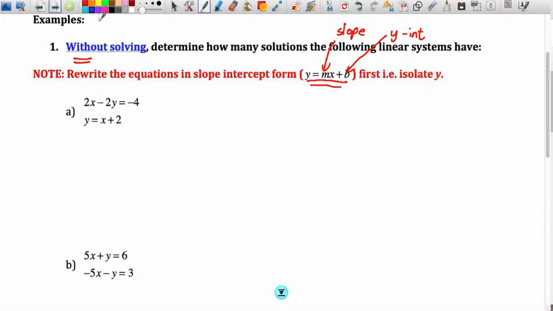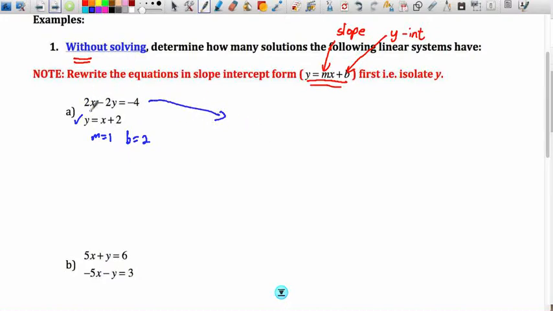Alright, so let's begin. This one has already been done for us. Y equals x plus 2, so we have a slope of 1 and a y-intercept of 2. What we need to do is rearrange the second equation over here.